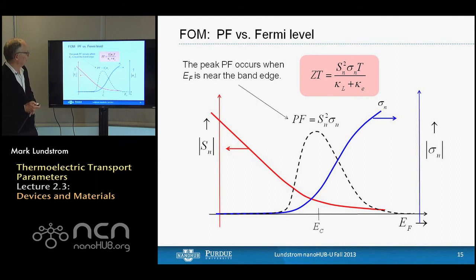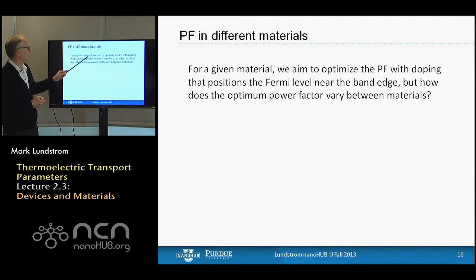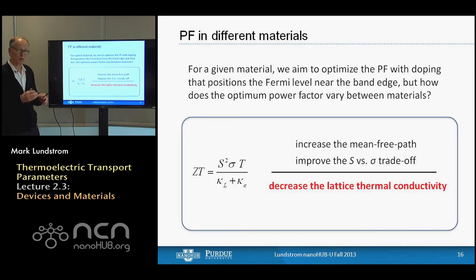Okay, so the peak always occurs near the band edge, and for a given material then, we will try to either dope it or, through growth conditions and native defects that occur, we'll try to position the Fermi level so that it's close to the band edge and we get an optimum power factor. But then the other question is, how does the power factor differ between different materials? So given a material, we know where to put the Fermi energy to get the biggest power factor. But how does that optimum power factor vary between different materials?